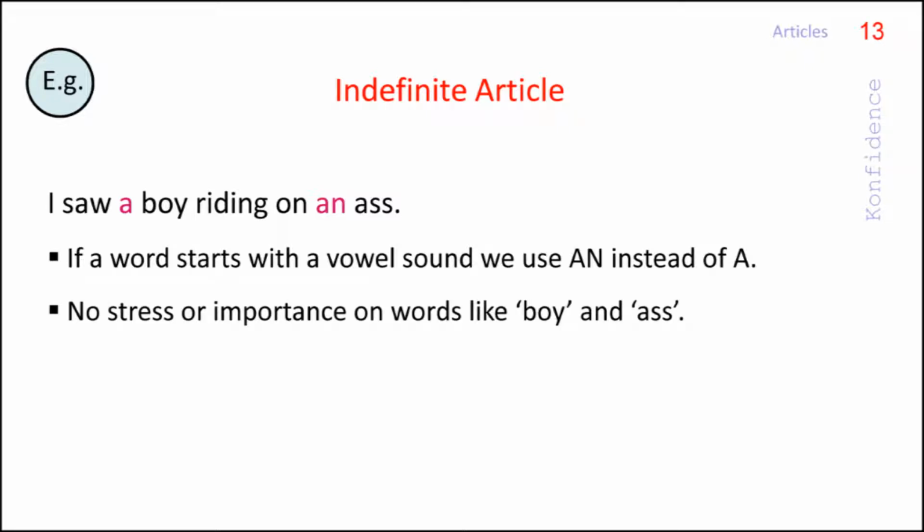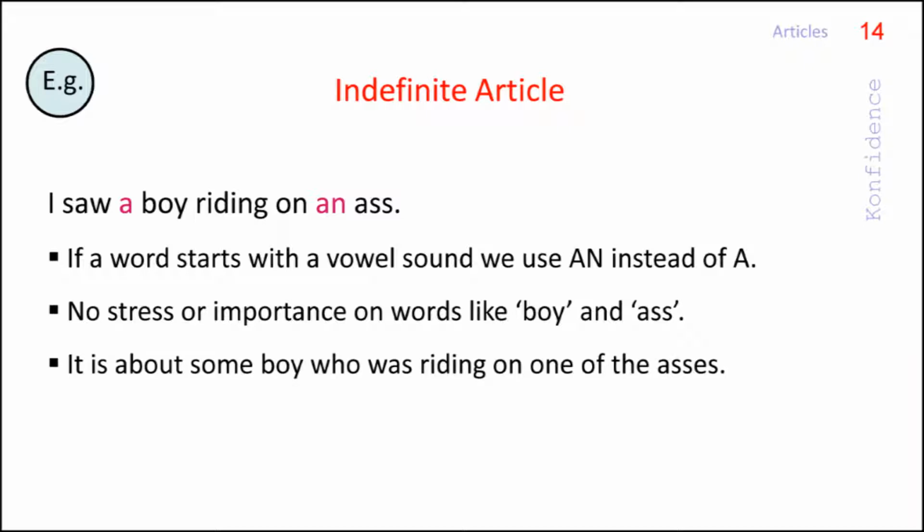In the first sentence, speaker does not give any stress or importance on words like boy and ass. The speaker is telling us about some boy who was riding on some ass. So, indefinite articles a and an are used before those words respectively.